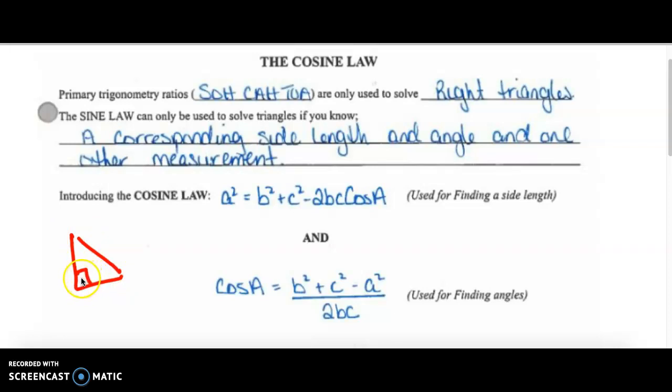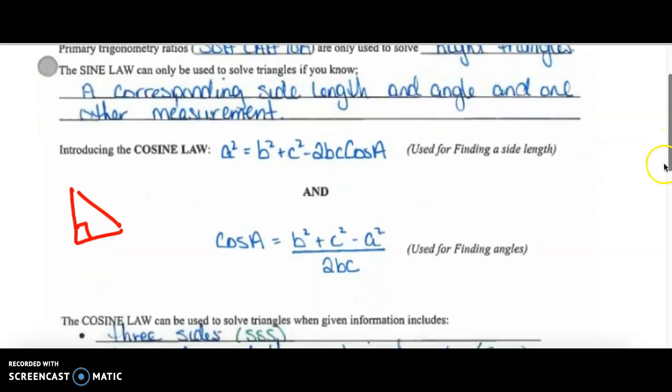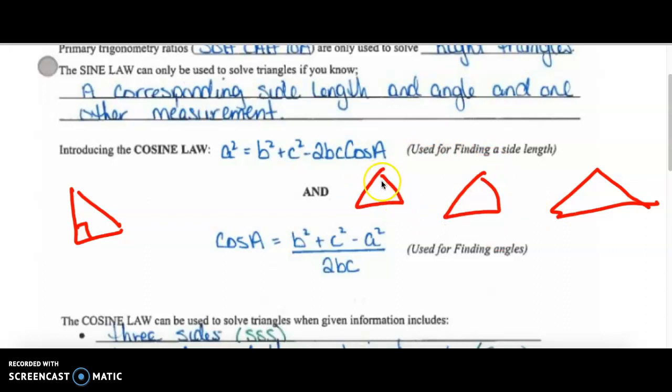But if you don't have a right angle triangle, or even if you do, you can use sine law or cosine law. Again, sine law requires a pair, an angle-side pair. Cosine law is when you don't have that pair. So there are three different versions of triangles that don't have pairs, where you have three pieces of information. If you don't have three pieces of information, you can't solve a triangle, right? But if you have three, then you're good.